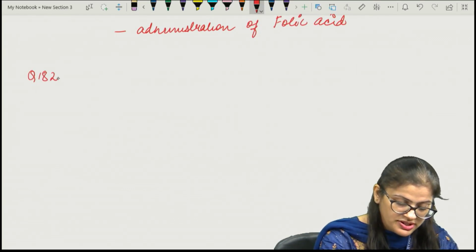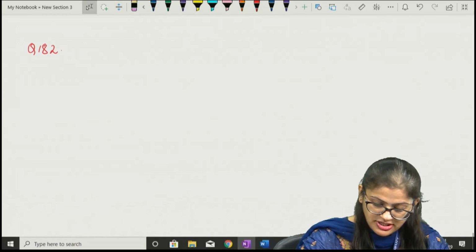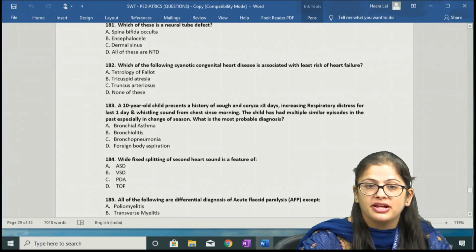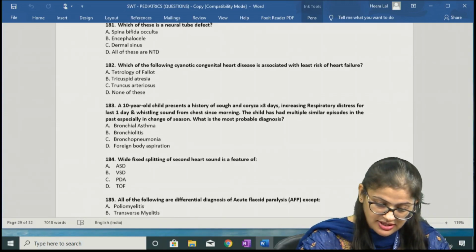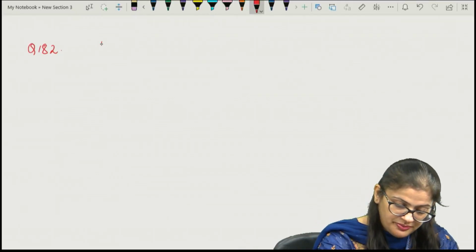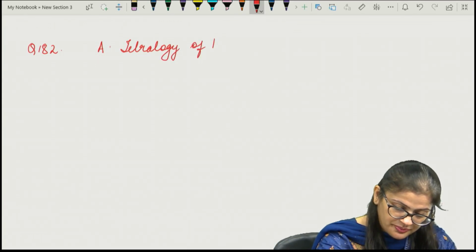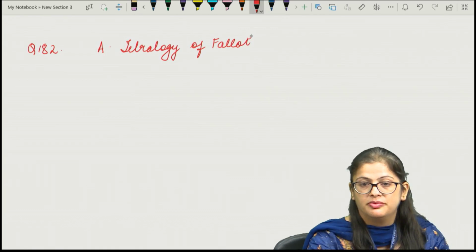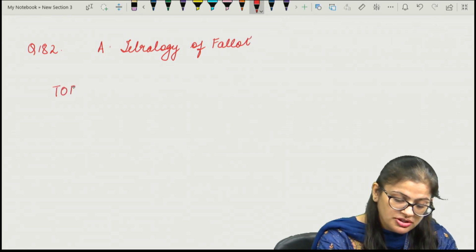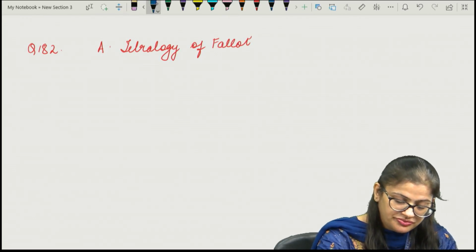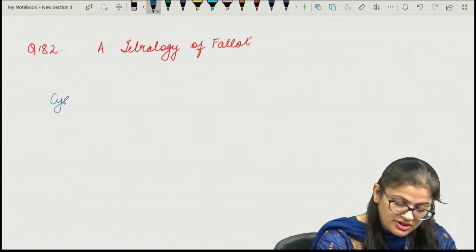So next we come on to question number 182, and question number 182 is, which of the following cyanotic congenital heart disease is associated with least risk of heart failure? And the correct answer is option number A, tetralogy of Fallot. So we know, and we had discussed previously also, that TOF is a condition that's amongst cyanotic congenital heart diseases.